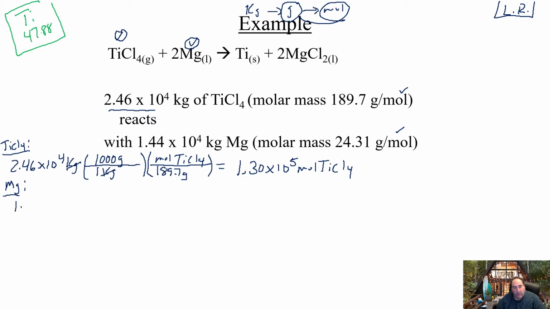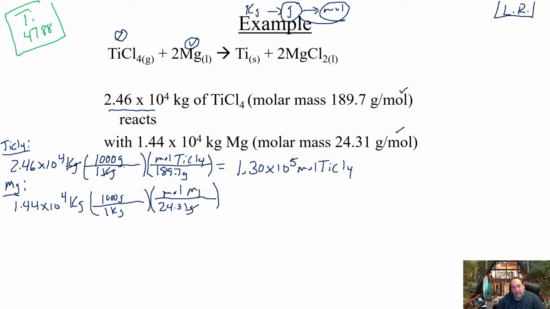Going to take the 1.44 times 10 to the 4th. Once again, I'm going to convert it to grams first. So that's going to be my 1 kilogram is 1,000 grams. Once again, you could get an answer, but I'm going to use the molar mass that was provided to get me all the way to moles. And that's going to be 2431 with the grams on the bottom, so they cancel.